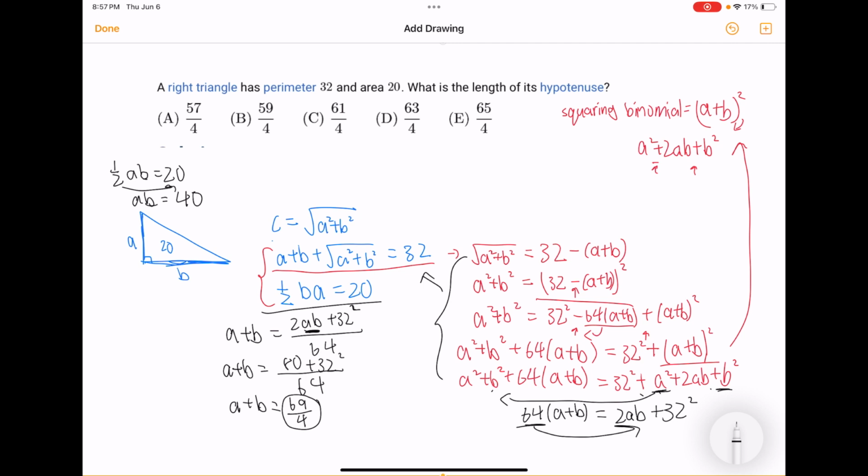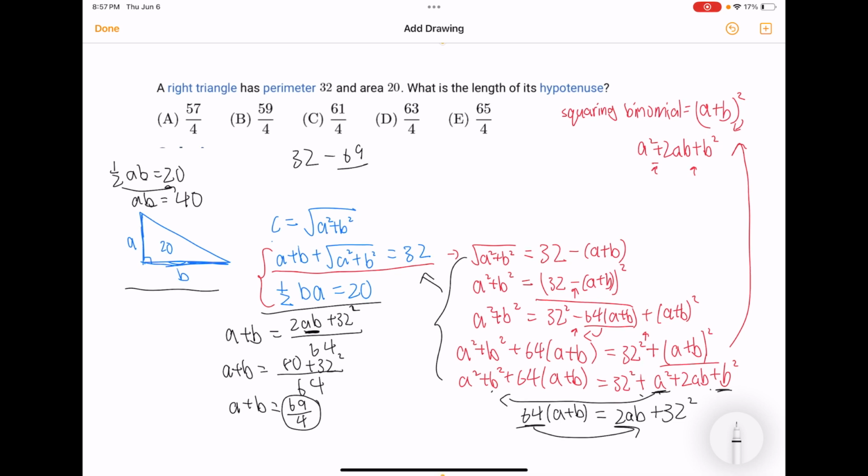And looking back at the graph that we have here, we know that a and b are both the legs, and we're trying to figure out the hypotenuse. Now, if we know what the two legs add up to be, and we also know the perimeter, then that means that if we just subtract the two legs from the perimeter, we get the hypotenuse. So basically, we have 32 as the perimeter, and then we can subtract the sum of the two legs, which is 69 over 4, and that would give us the answer.